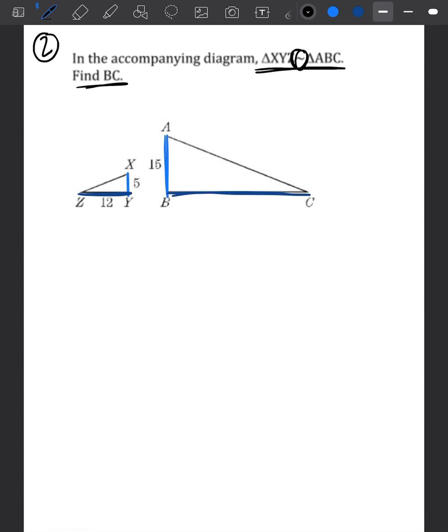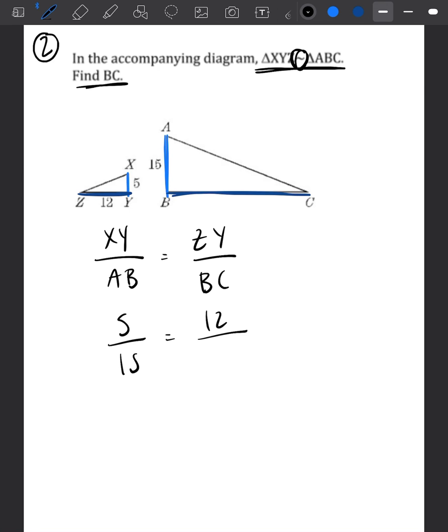So let's set up our ratio and proportion. XY, we'll put over its corresponding side AB, is equal to ZY, put that over its corresponding side BC, and now we can plug in the values that we know. We know that XY is equal to 5, we know that AB is equal to 15, ZY is 12, and we don't know BC, so we'll put an X there so we can solve for the X, and we will cross multiply.